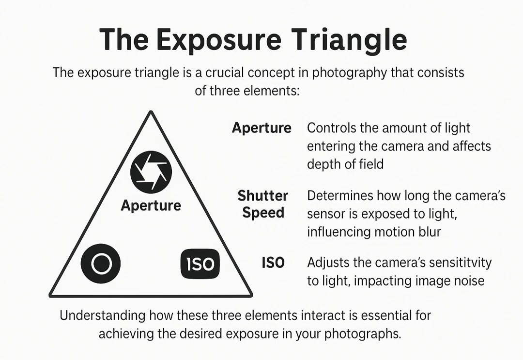Next, shutter speed determines how long the sensor is exposed to light. A fast shutter speed, like 1/1000th of a second, freezes motion, ideal for sports photography. Lastly, ISO adjusts the camera's sensitivity to light. A higher ISO, such as 1600, is great for low-light situations, but can introduce noise. Understanding how these three elements interact allows you to achieve the perfect exposure for your images.